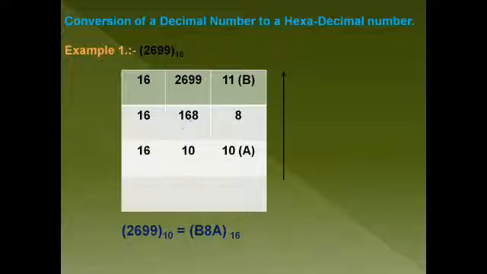Then 168 divided by 16, the quotient is 10 and the remainder is 8. So the remainder we will write here. Now we will divide this 10 by 16. No division will be possible, so we will write this 10 here. I told you that hexadecimal takes 0 to 9 as decimal digits, but after 9, from 10 it starts in alphabet, so the value 11 will be B and the value 10 will be A.